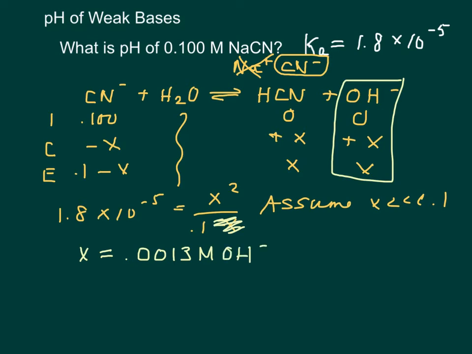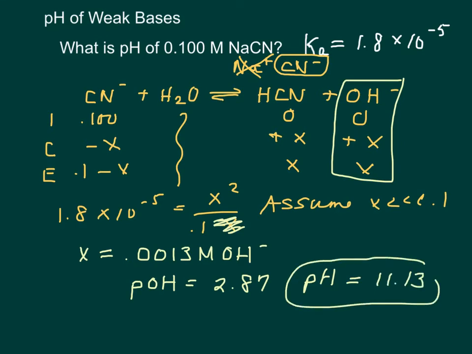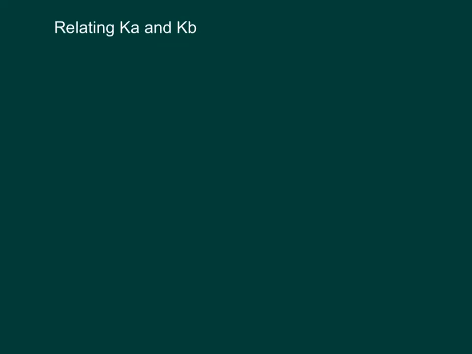So the first thing I would do is find pOH, minus the log of 0.0013, and that's going to be 2.87. And then find the pH by subtracting that from 14. So the pH is 11.13, which makes sense, right? We've got, at the equilibrium point, a basic solution, so it makes sense that we've got a basic pH.